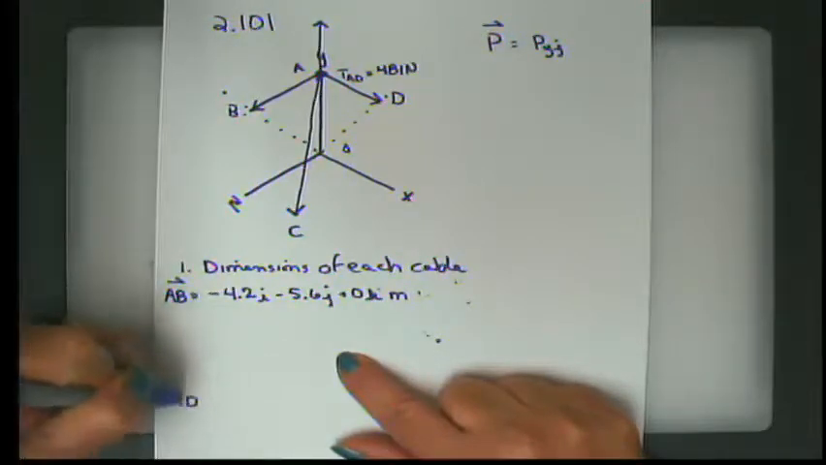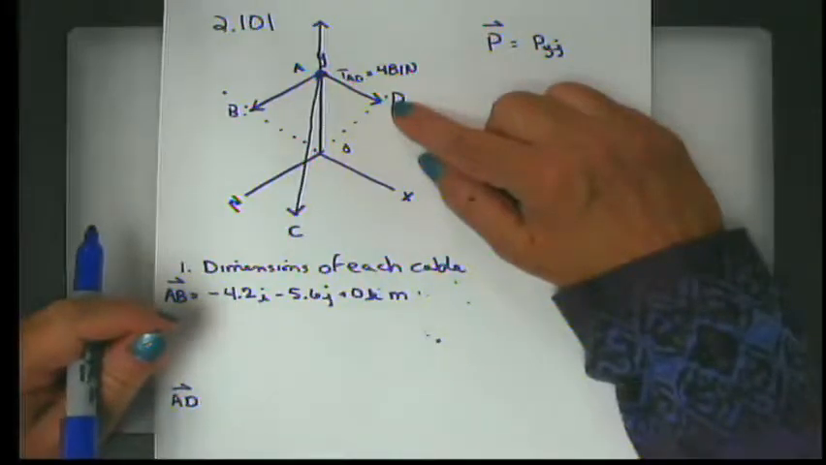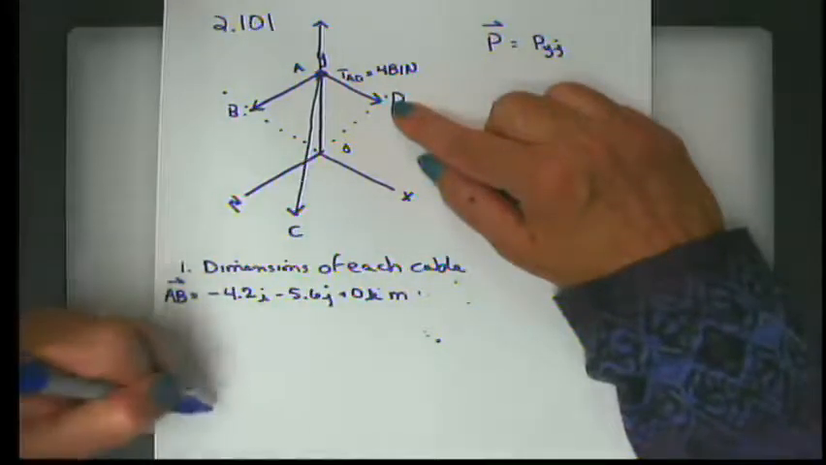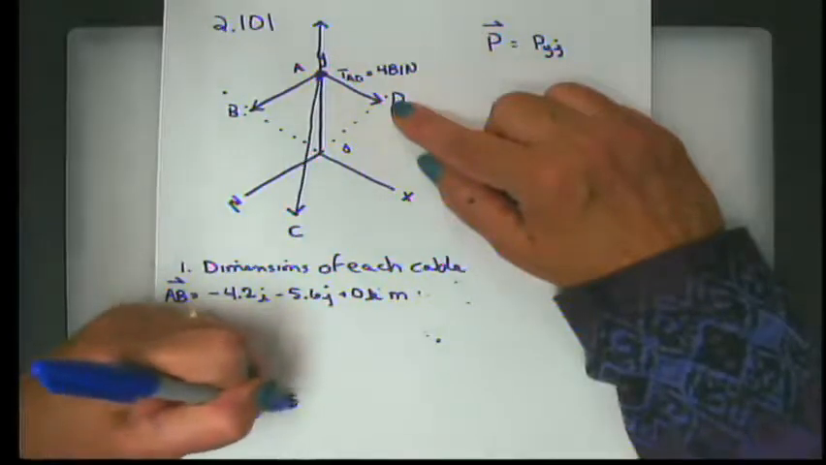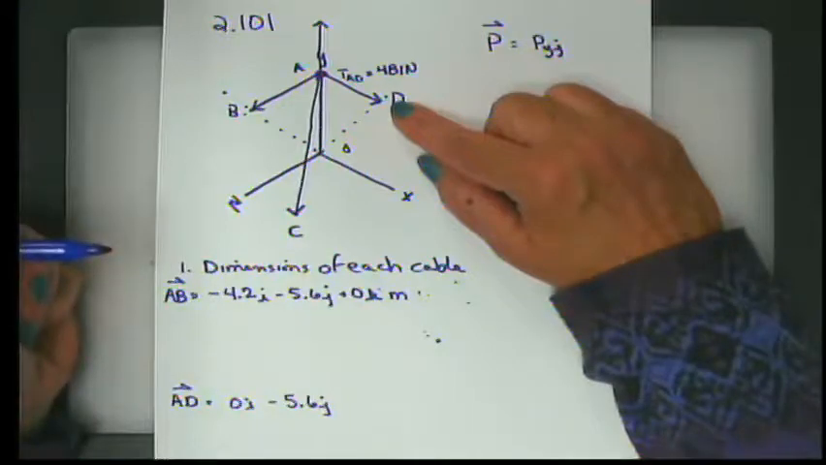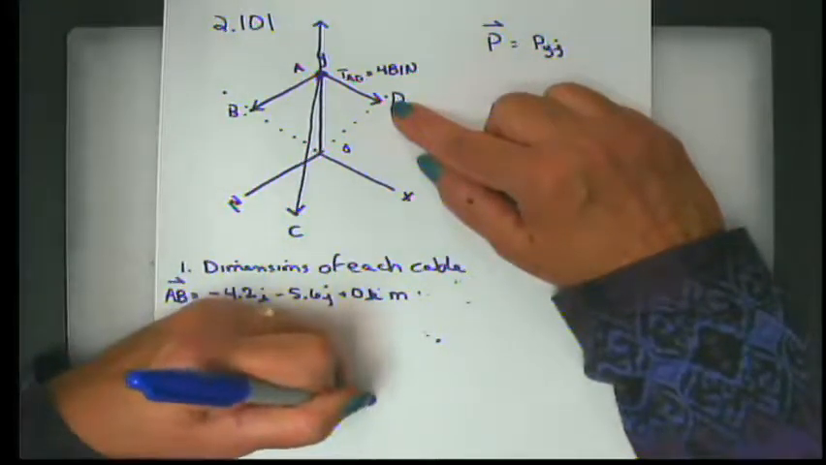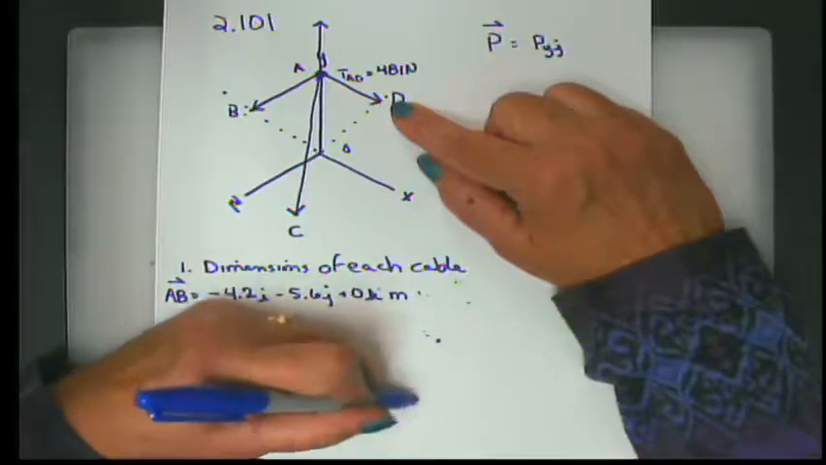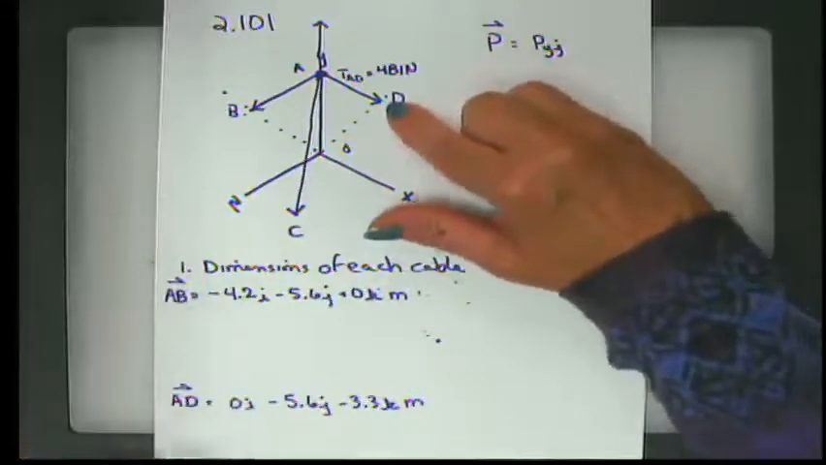So let's do A to D, which is this one. And I think about my x direction. I'm on the same axis. So this is 0I. In the y direction, it's still minus 5.6j. But now in the k direction, I'm going backward 3.3 meters. So I'm going from this point to this point. That dimension is 3.3 meters.